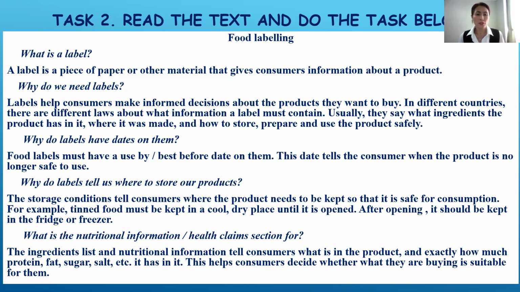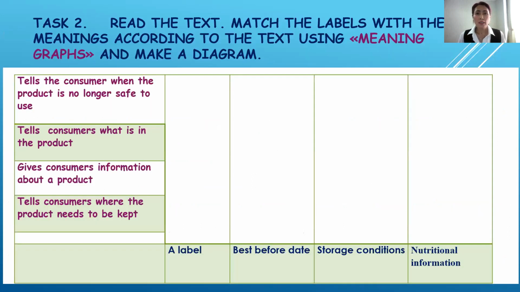What is the nutritional information or health claims section for? The ingredients list and the nutritional information tell consumers what is in the product and exactly how much protein, fat, sugar, salt, etc. it has in it. This helps consumers decide whether what they are buying is suitable for them. Now, let's do the task meaning graph and make a diagram. A label. What does it mean? Best before date, storage conditions, nutritional information. You have 3 minutes.